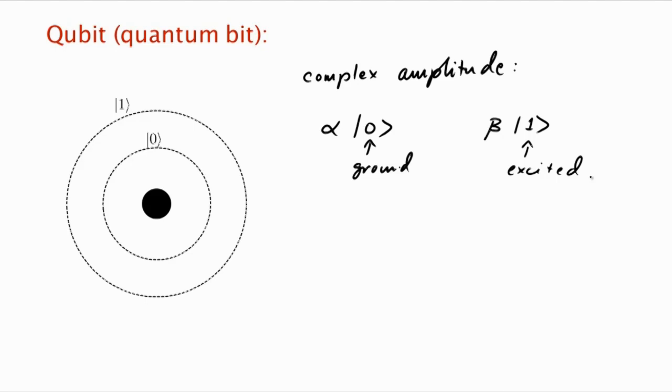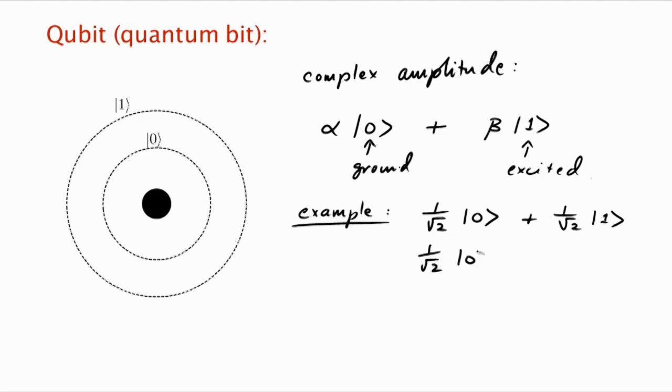So the way we'll write the state of the electron is just by writing it in this notation. We'll say it's in the ground state with amplitude alpha, excited state with amplitude beta, 0, 1, etc. Okay. So let's just do a few examples. So it could be that you were in the ground state with amplitude 1/√2, and in the excited state with amplitude 1/√2. You could also be in the ground state with amplitude 1/√2, and in the excited state with amplitude -1/√2.